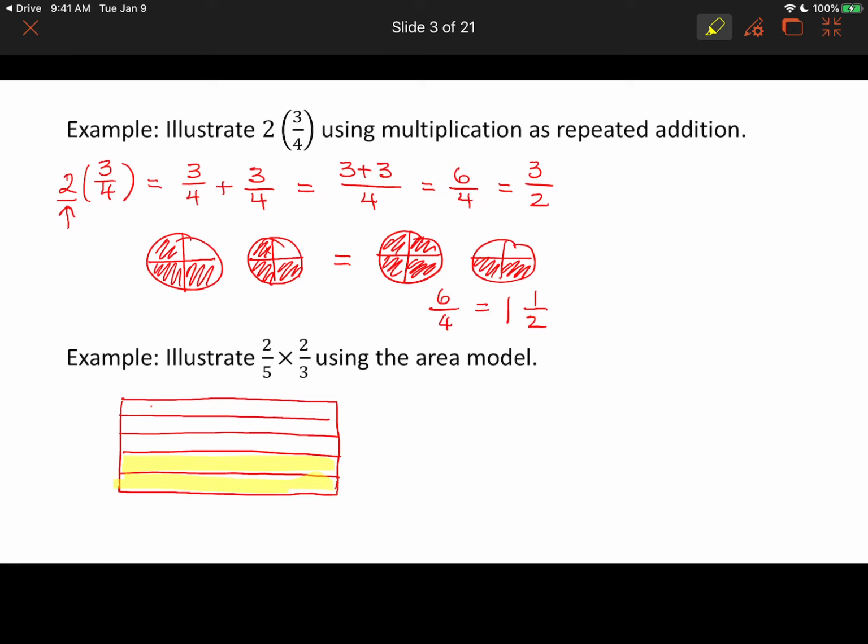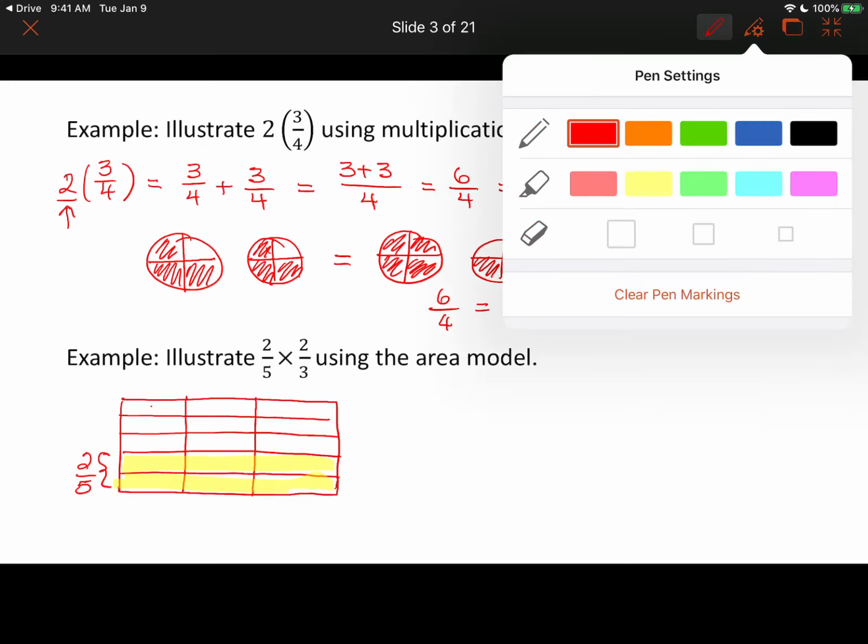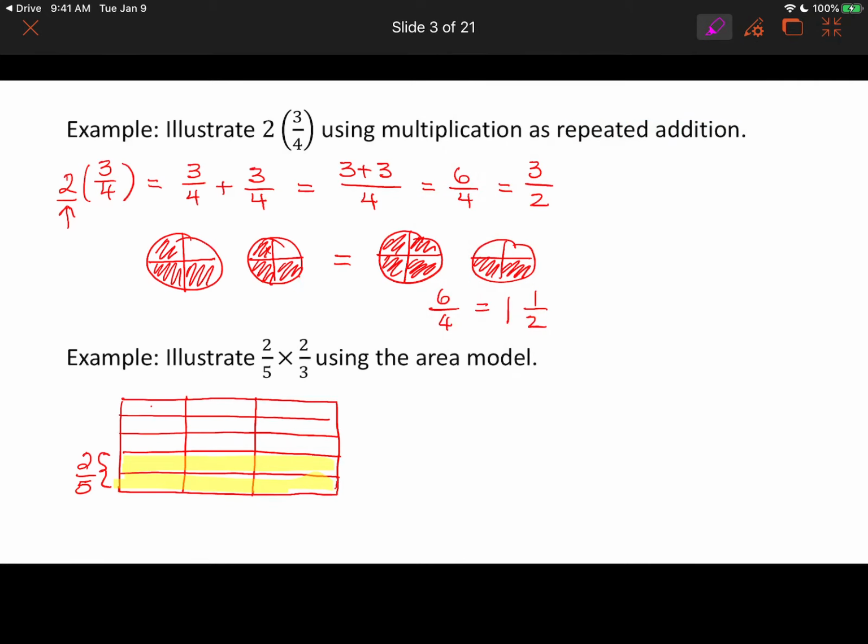Okay, so that represents 2/5 going horizontally. And now I want to represent 2/3 going vertically. So I'm going to break my rectangle into 3 equal-sized pieces. And let's use another color. How about the purple? And I need to shade 2/3 of those. So 1, 2.